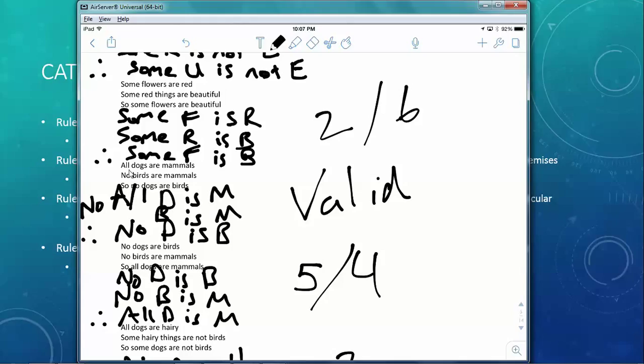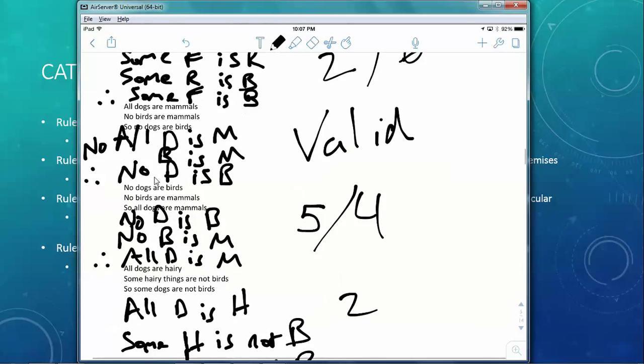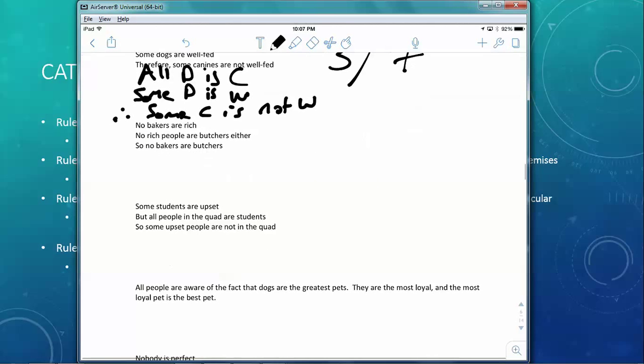That's right? All dogs are mammals. No birds are mammals, so no dogs are birds. Yeah, and it makes sense just intellectually. Alright, let's do the next one.